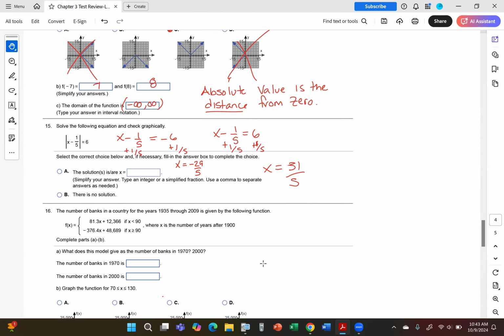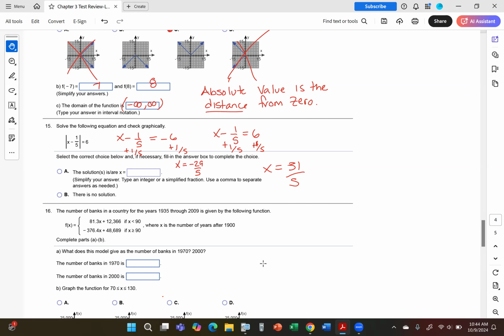So let's talk about this for a second. X is the number of years after 1900. So the first part of this definition, the 81.3x plus 12,366, is good for x's less than 90. So that would be from 1900 to 1990. So it's going to be for the number of years after 1900 to be less than 90. Okay, and then the second one is for x is greater than or equal to 90. So that would be 1990 and beyond.